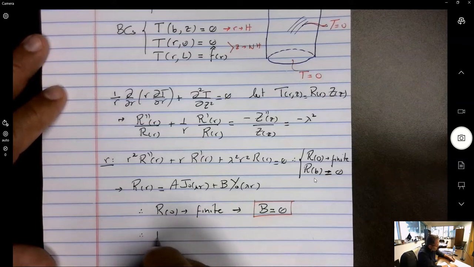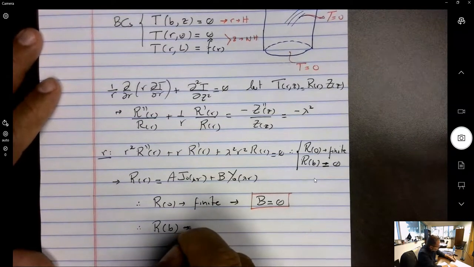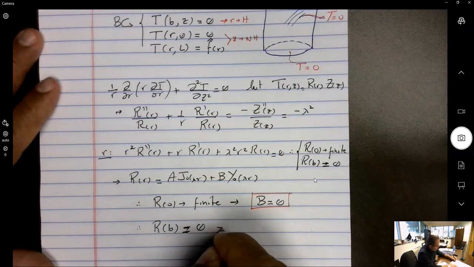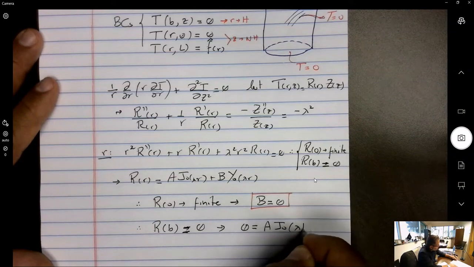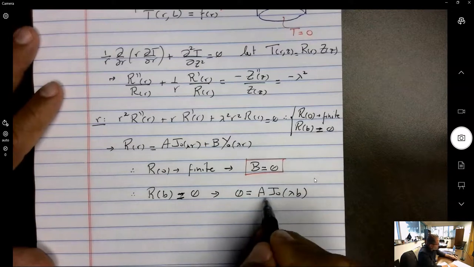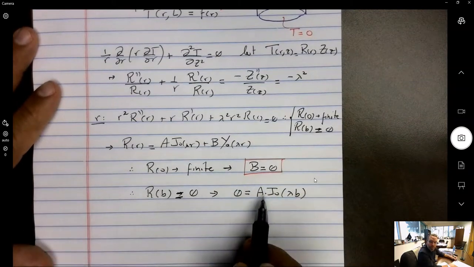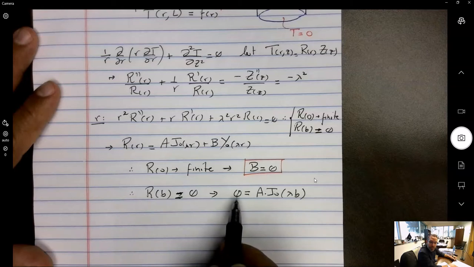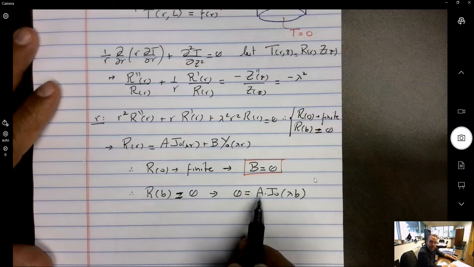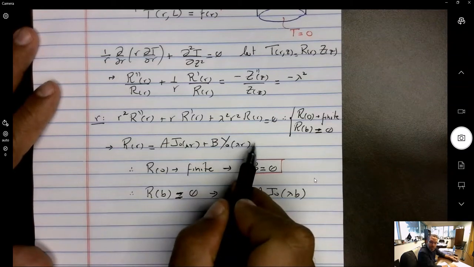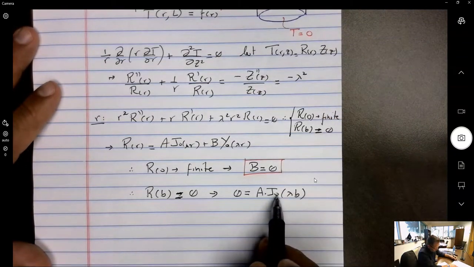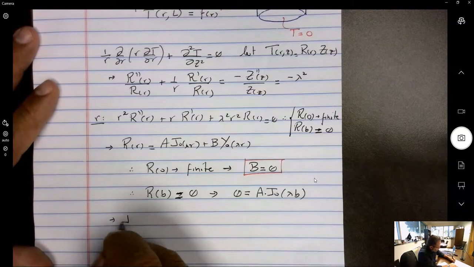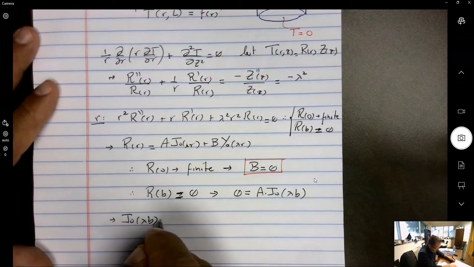So if R at radius equal b is equal to 0, then 0 should be equal to A J0 of lambda b. We go to the same argument as we've done so many times. There's a product of A times J0 that should be equal to 0. A cannot be 0 because that will render the entire solution trivial. R will be 0 and therefore T will be 0. The only option is for J0 to be 0. So J0 of lambda b should be equal to 0.